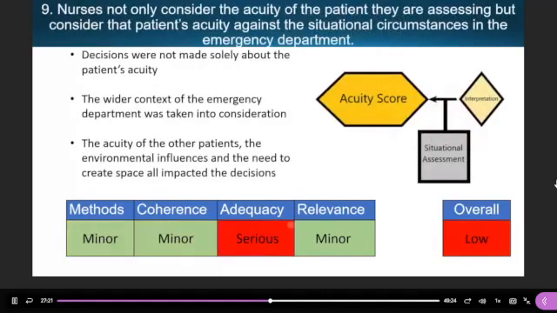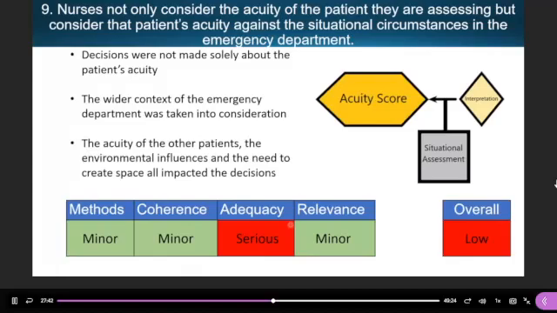Our 9th finding was that nurses not only consider the acuity of the patient they are assessing, but consider that patient's acuity against the situational circumstances in the emergency department. For this one, adequacy was rated as serious concerns. We only had 7 papers supporting it. However, all of those 7 highly supported it, with rich data in 4.